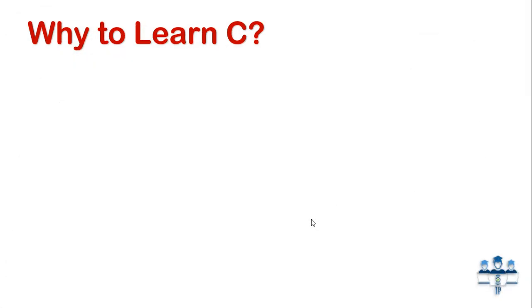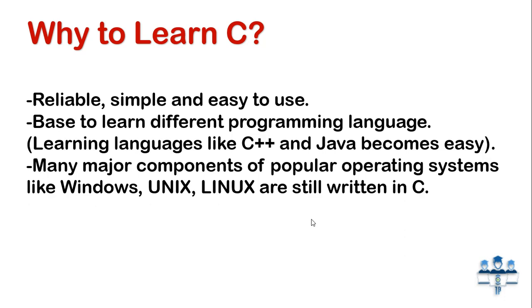And the next topic is: why should we learn C? If you have come to this tutorial, then you might have been learning or you may be learning about the C language. So why should we learn C? Here we have some basic concepts: it is reliable, simple and easy to use. If you are coming from another language, or going from C to another language, you will find that C is very simple to code compared to other languages, because it has fewer keywords than other languages.